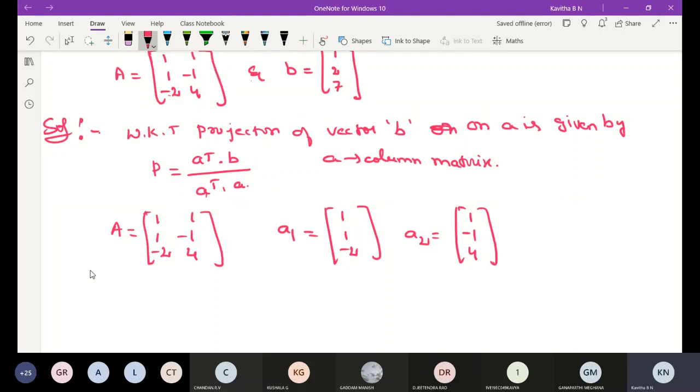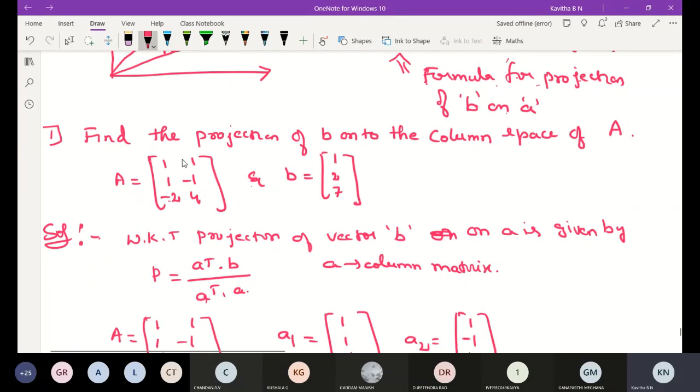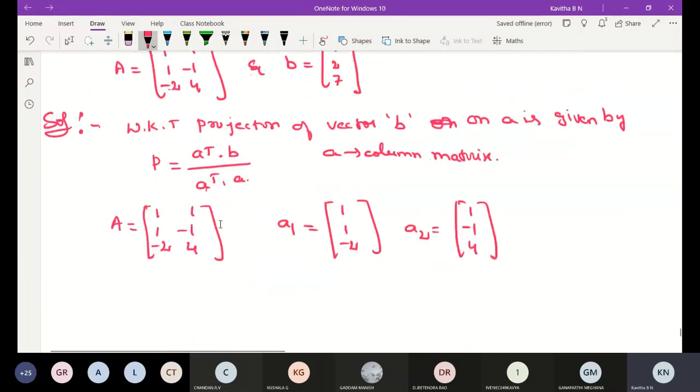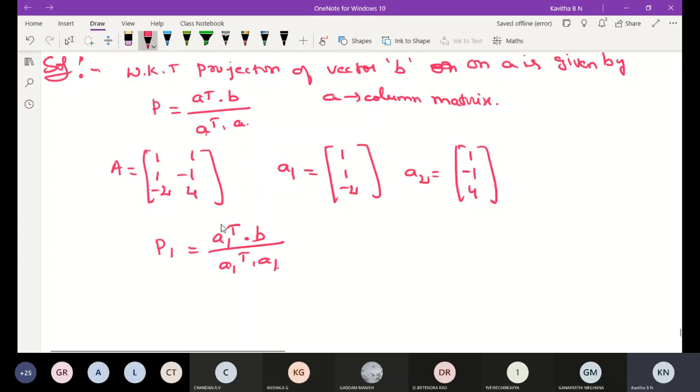Then we are given the A matrix, which is 1, 1, 1 minus 1 minus 2, 4. We are splitting: A1 is 1, 1 minus 2 and A2 is 1 minus 1, 4. Then C1 is equal to A1 transpose dot B divided by A1 transpose A1, into B.